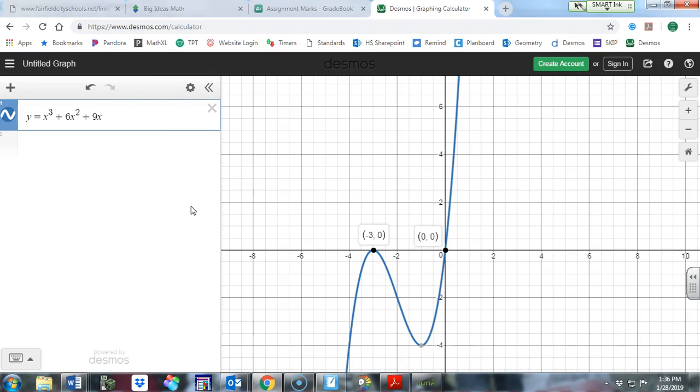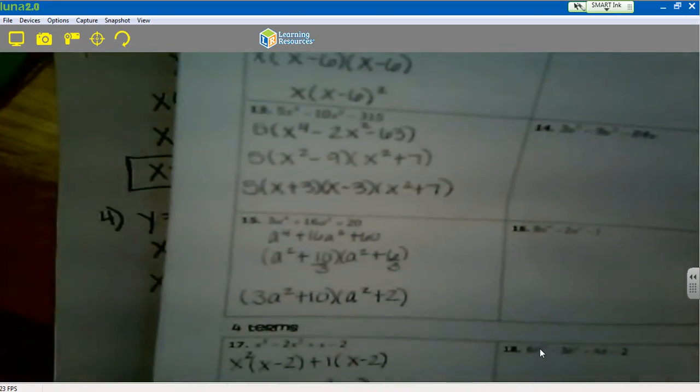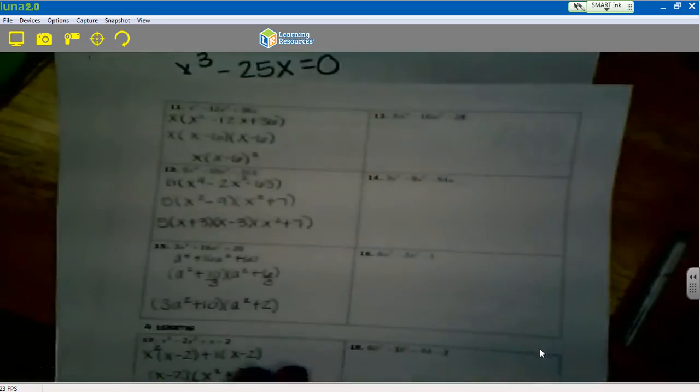So for homework, you are just going to do a factoring review. Oops, looks like this review. You'll notice all of the odd problems I have done for you. So you have kind of a guide if you get stuck. You are to do the even problems.